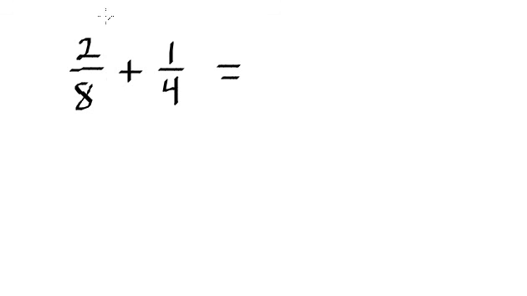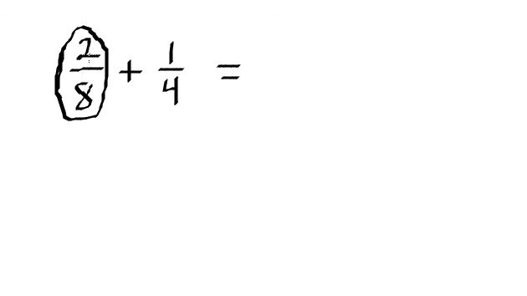Alright, let's come up with another one here. What if we started out with 2/8 plus 1/4? Well, the first thing I would say is let's simplify this guy down first before we actually start adding these together, because in the end we'll just end up having to simplify again. But it'll be much more difficult. So let's simplify this first.